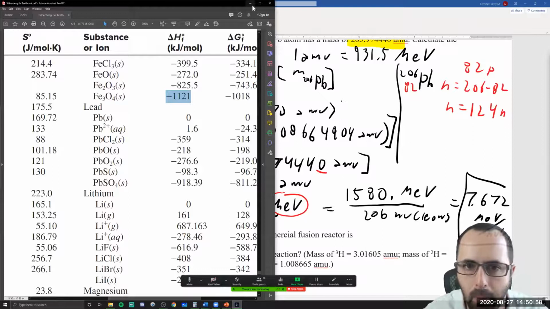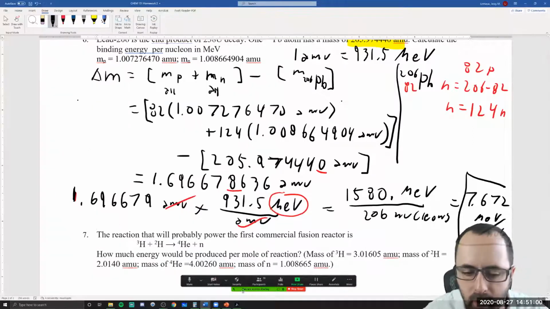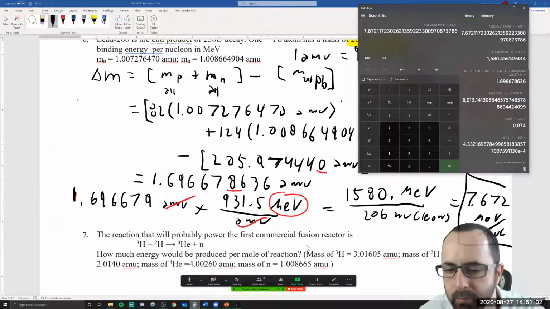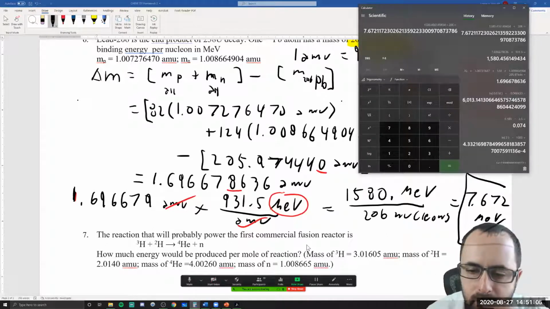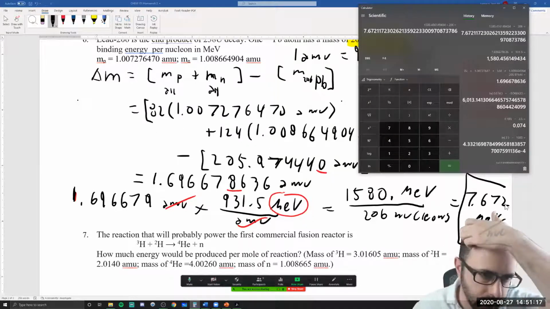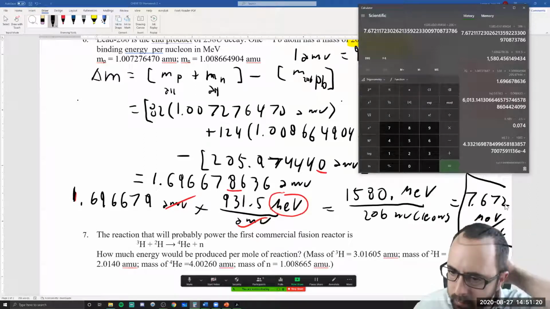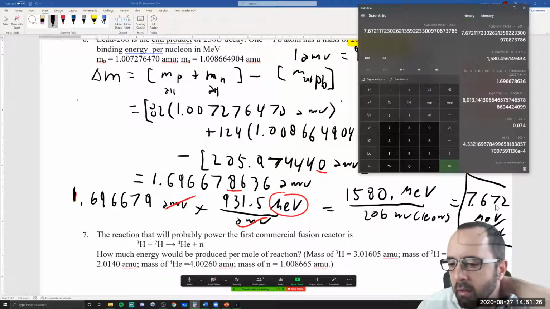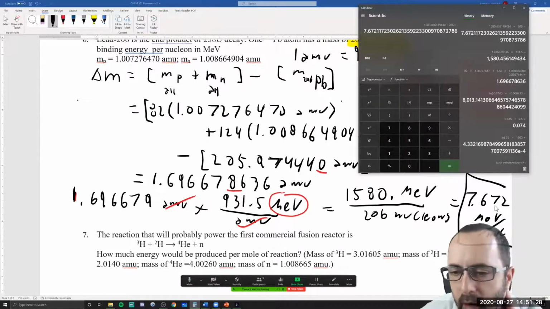I get a different number because of rounding? I did 1580, not the whole number. Ah, right. That's okay, as long as it's the last sig fig. There can be a little bit of variation in the last sig fig. You get a 1 or something here, or 3 in the last one. I actually got 7.6699. So basically 7.67, right? Yeah, it's close enough.